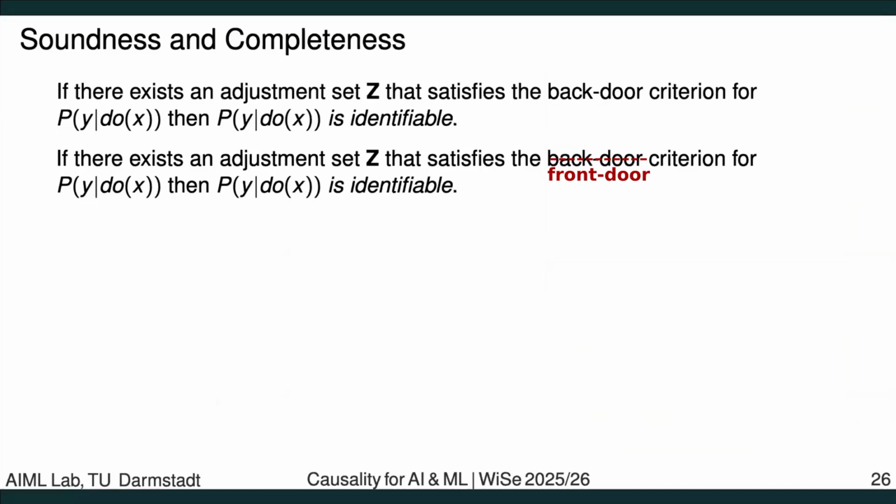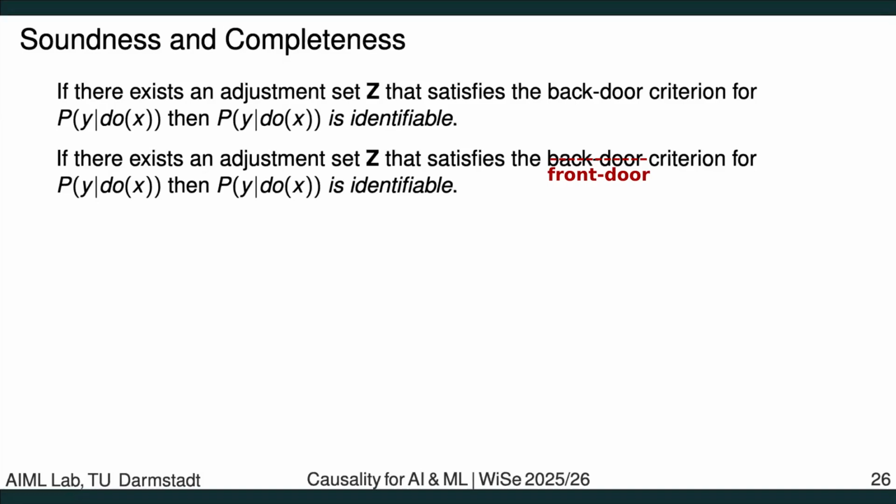The criterions that we have seen before, front and backdoor, are somehow sound but not complete, which basically means that if we see some adjustment set that makes the backdoor criterion identifiable, we know we are computing the right thing, so we get an unbiased estimate. Same thing for the front door criterion, although I wrote backdoor again.